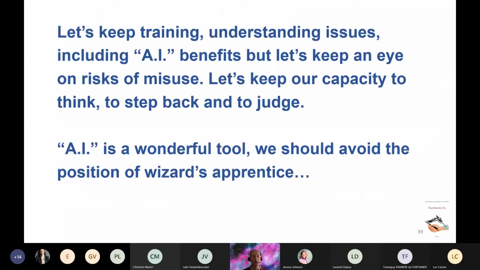So let's keep training, understanding issues, including AI benefits, but let's keep an eye on the risks of misuse. Let's keep also our capacity to think, to step back and to judge. AI is a wonderful tool. We should avoid the position of the wizard's apprentice.